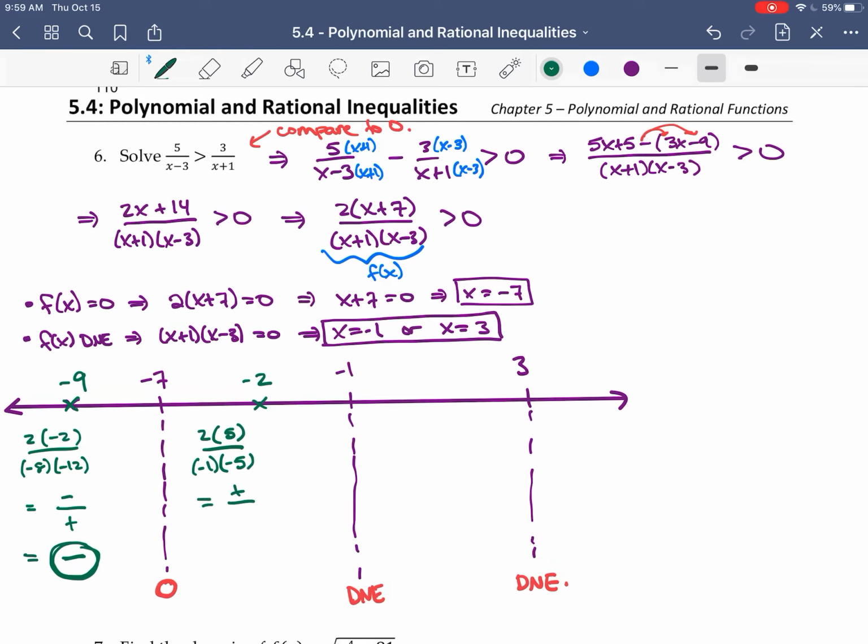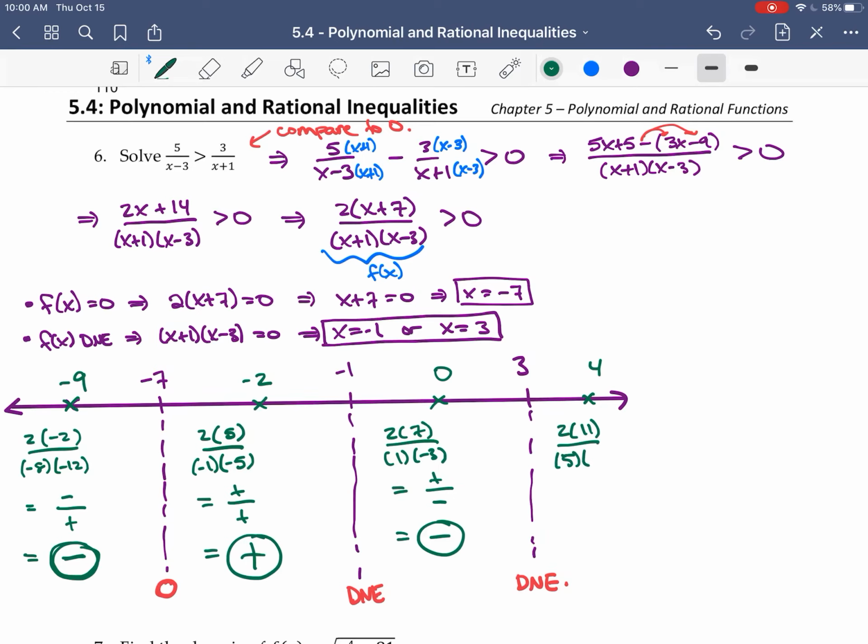Okay, so that's going to be positive over positive, so this is going to be positive. Okay, between negative 1 and 3, I could use 0, so it's going to be 2 times 7 over 1 times negative 3. So that's positive on the top, positive times a negative on the bottom is a negative, so that's going to be negative. Okay, now 4, so that's 2 times 11 over 5 times 1. Everything's positive here, so this is going to be a positive number.